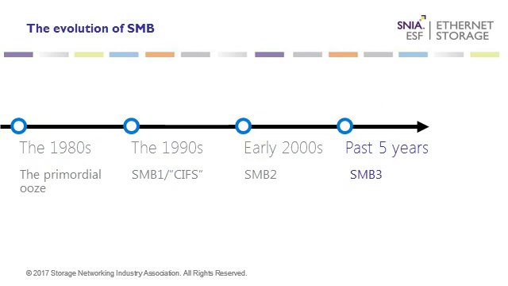And SMB3 was a real major departure. I mean, SMB1 was a user protocol, and SMB2 was still kind of a user protocol, and 3 was really more of a data center protocol. And that brings us to today, which is SMB 3.1.1, which came out in Windows 10 and Server 2016.